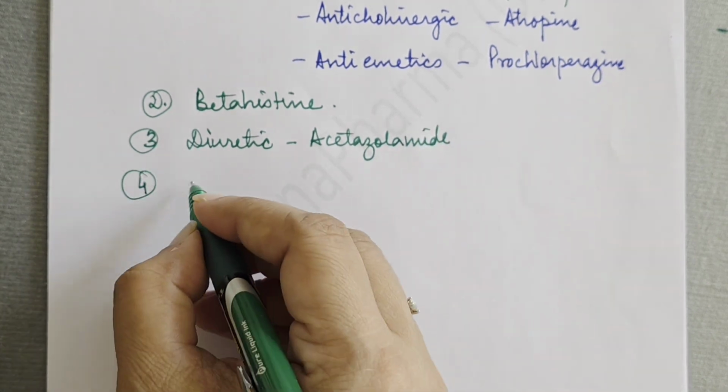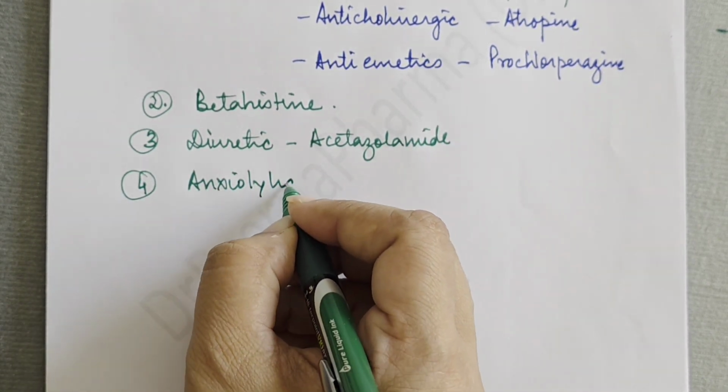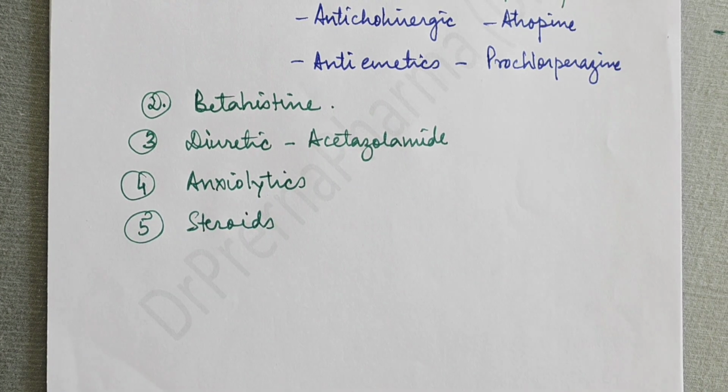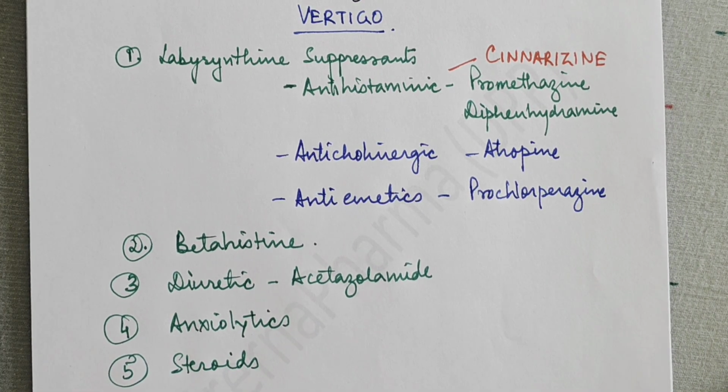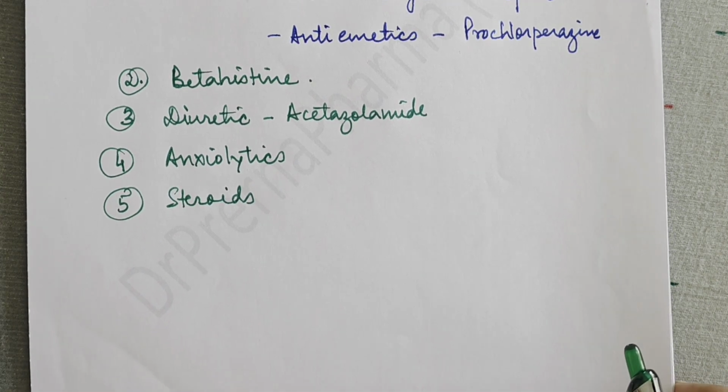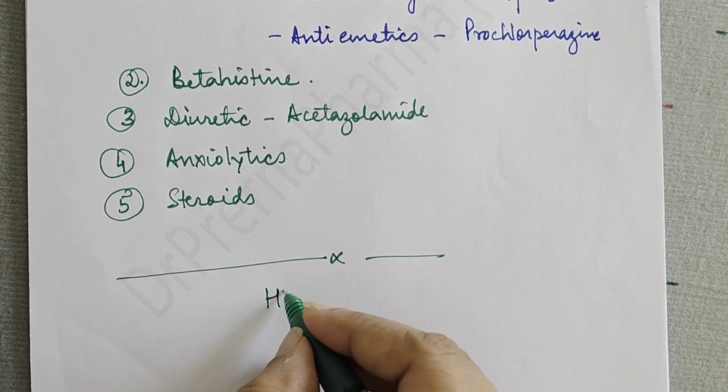Then we can use anxiolytics, which reduce the anxiety associated with vertigo, and if it is still not controlled we can use steroids. So these are the drugs used in vertigo: antihistaminics, anticholinergics, antiemetics, betahistine, diuretics, anxiolytics and steroids. They all can be used. So this is the completion of histamine.